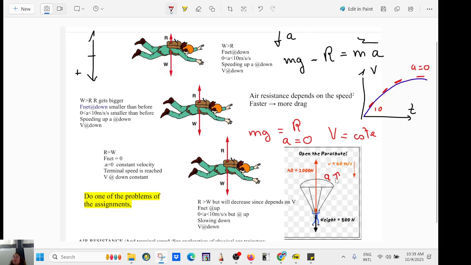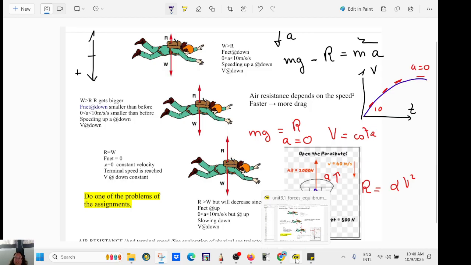In that case, you're going to slow down, but it doesn't mean that all of a sudden you're going to go up. You are just slowing down. And because you are slowing down, the drag is proportional to the speed squared, and it depends on the shape and the surface area. But as you decrease your speed, the air resistance is going to decrease. It will decrease until it matches the weight. In that case, you reach a new terminal speed, so you can hit the ground safely and not break some bones.